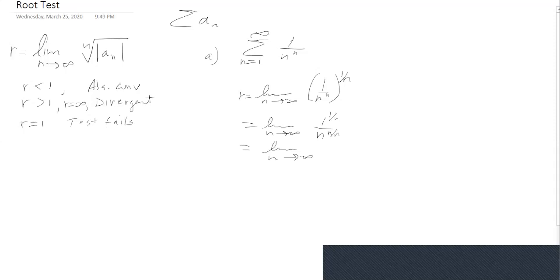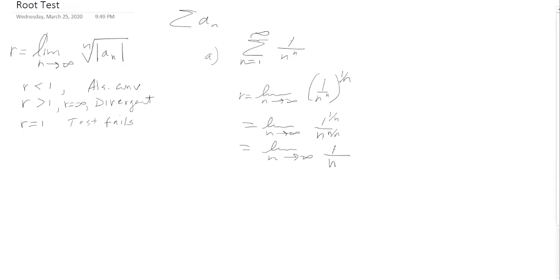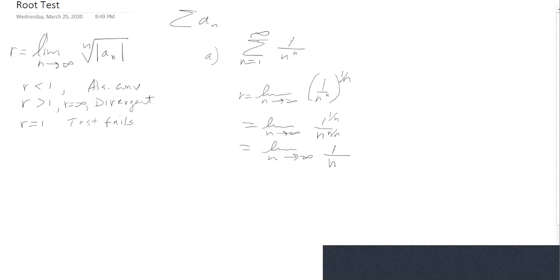Now, 1 to the 1 over n, it doesn't matter what n is. 1 to that power, we can write it as a 1 right now, before we let n go to infinity. Even if we let n go to infinity, it's still going to be 1 to the 0 power, which is 1 ultimately. So we're just going to write that as a 1. Now this equals 0, obviously, and that's less than 1, so we have absolute convergence.